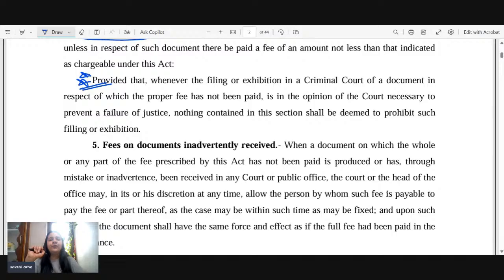If, in the opinion of the court, not entertaining the document will amount to a miscarriage or failure of justice. See, in civil suits, generally individual parties' rights are affected, but in a criminal matter the public at large is getting affected, because it is a prosecution for the public at large; it is an offense against the public at large. So if the court feels that because of not entertaining this, just because of court fee, the public at large will be affected and there will be a failure of justice, then the court can simply prohibit such fee.